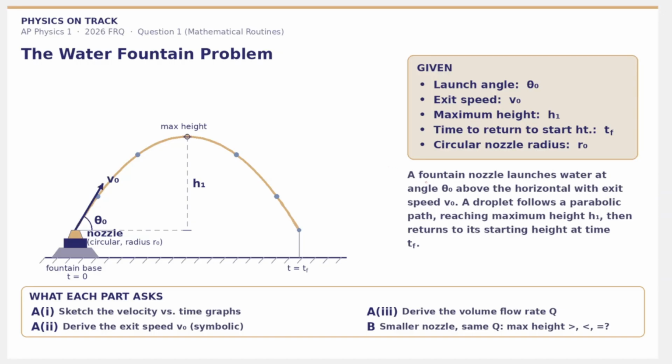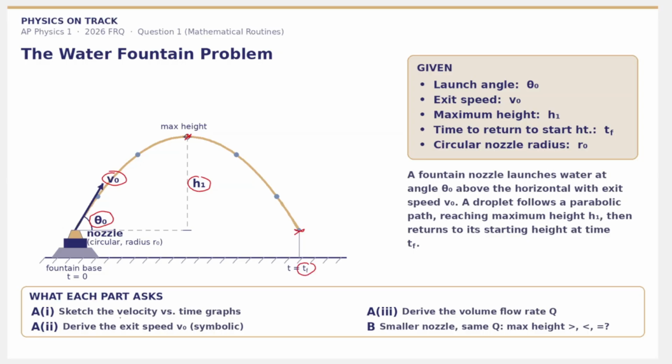Water is coming out of the nozzle of a fountain, and the launch angle is given as theta 0, and the initial velocity is v0. Then it goes like a projectile, reaches a maximum height, which is h1, at this point, and then it comes back down and reaches the same level as the launch point in time tf.